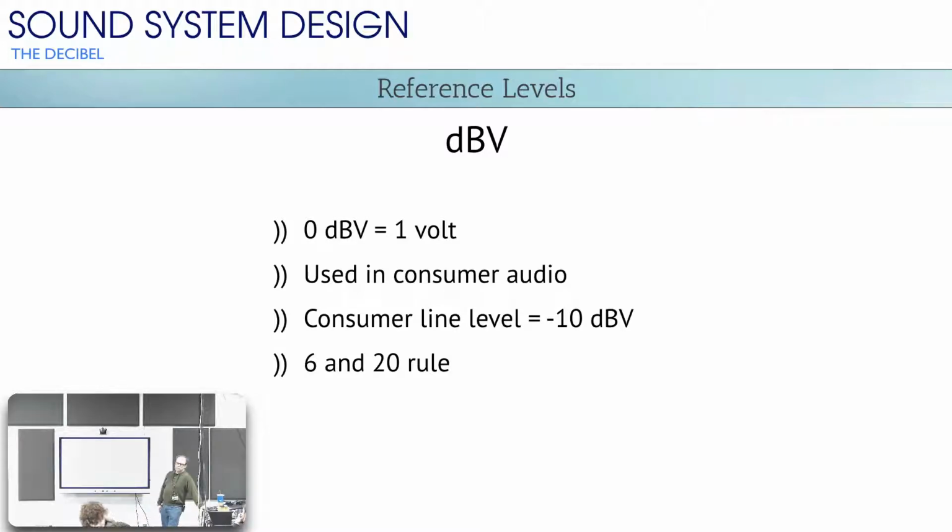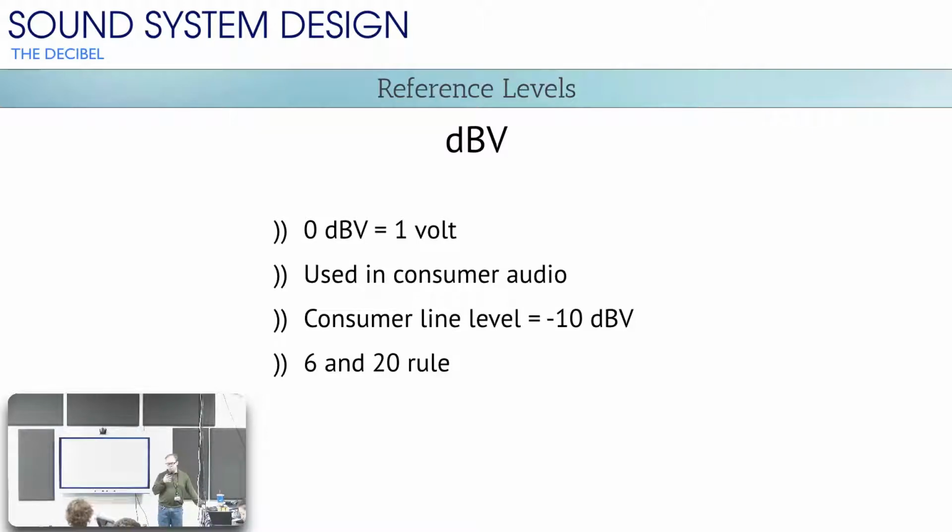Because this is voltage, that means it's a force, and therefore dBV follows that 6 and 20 rule. So you double the voltage, you go up 6 dB. Multiply the voltage by 10, you go up 20 dB. So anytime you see a value that says, like, minus 10 dBV, that means this is 10 dB lower than 1 volt.